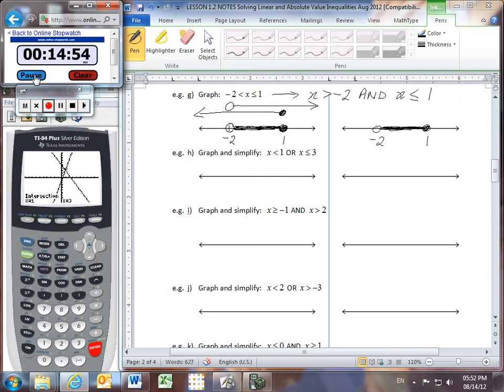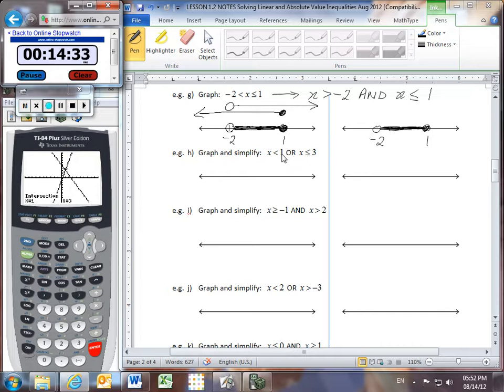Okay, we're going to move on to example H now. We need to graph and simplify. You'll see where I'm going with this in a minute, why I said and simplify. So you see that we've got an OR situation. Well, that's a lot easier to handle. We just need to graph directly onto the number line, and we'll keep the sum of the regions.